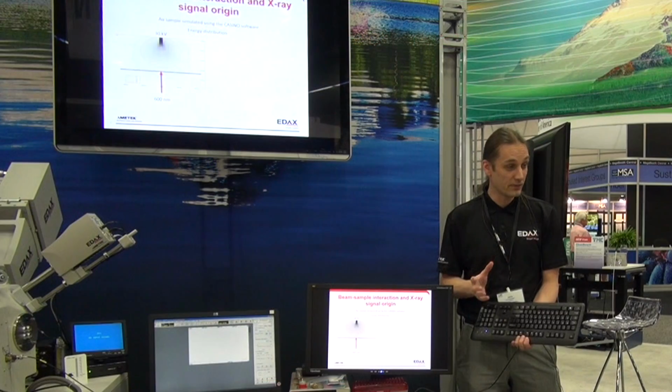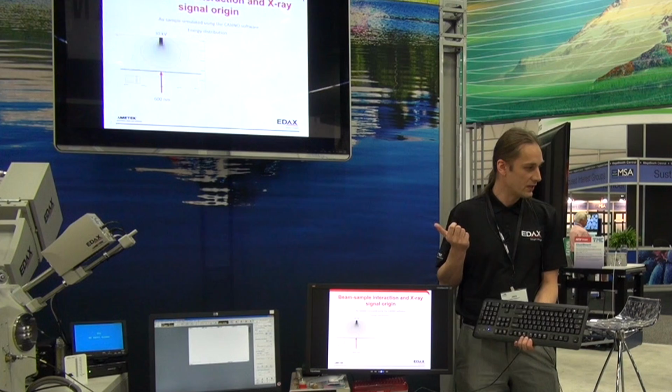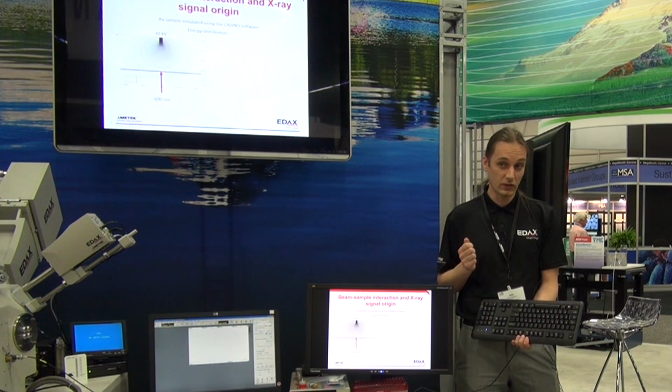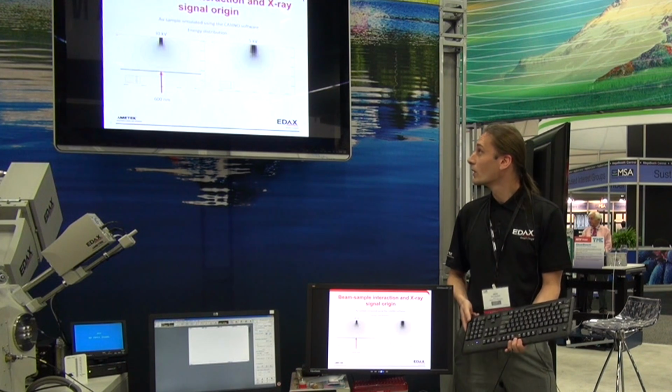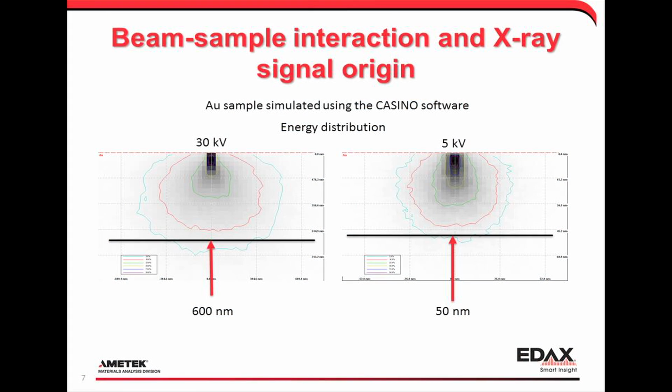Of course, gold is a very heavy element, but it illustrates that depending on your sample configuration, you'll have very different escape and interaction volumes. 5 kV for gold, we're at 50 nanometers. So at 5 kV in gold, we're starting to get very surface sensitive.